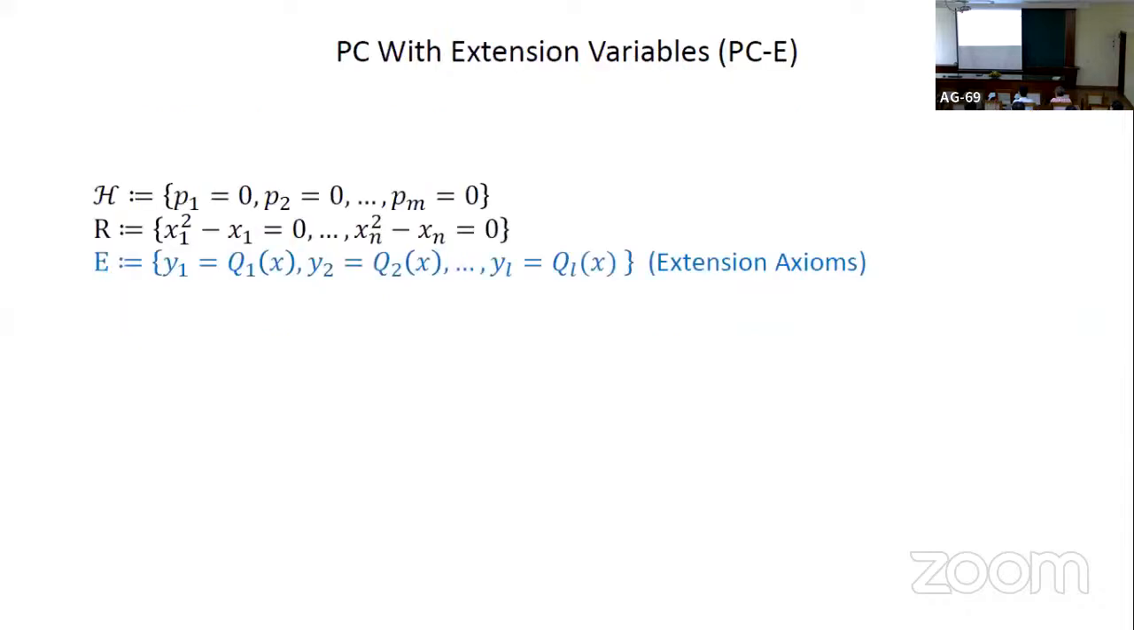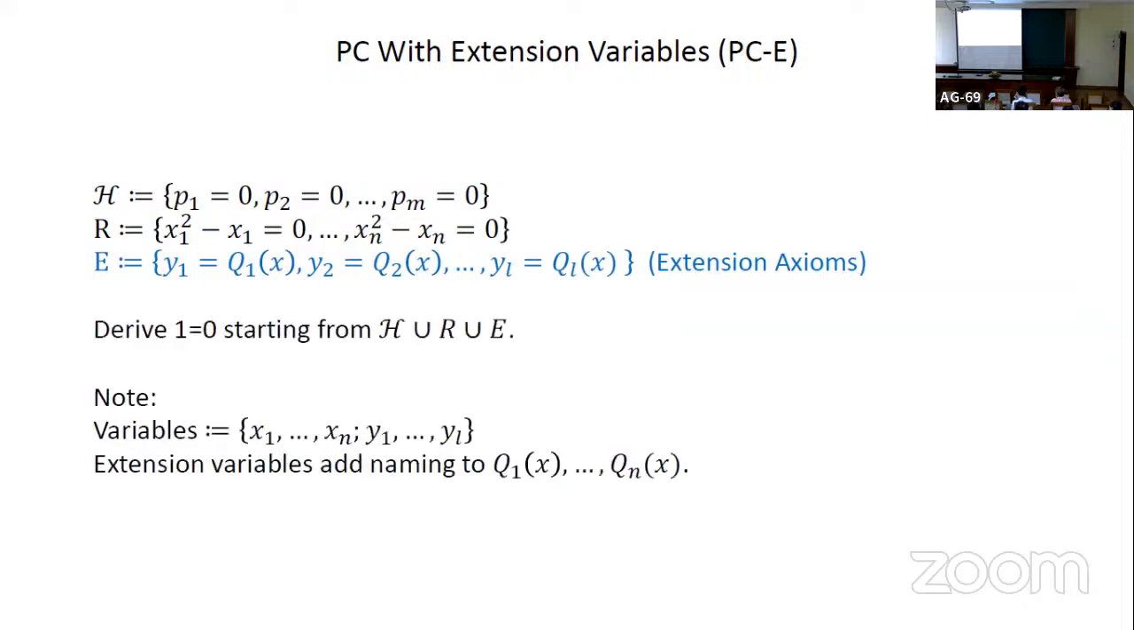Let me move on to the second setting of our results, which is PC with extension variables. We have our unsatisfiable system, which is P1 to Pm, and there are these range axioms. Apart from these, we also have extension variables, which are giving names to some polynomials. These name variables say that Q1 I can replace by Y1, Q2 by Y2, and so on. So up front we define these new extension variables, and then we start deriving 1 equals 0, starting from all these axioms. This is the setting of PC with extension variables.